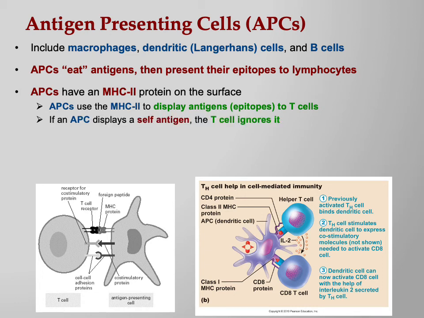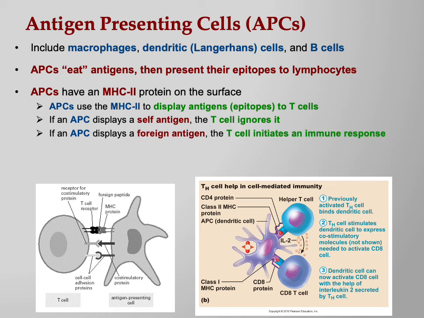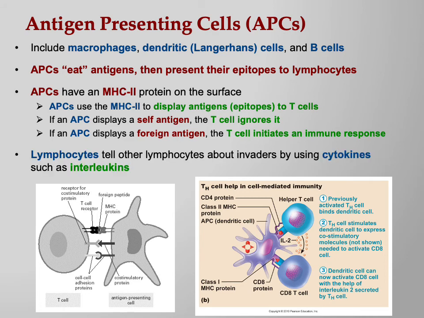If an APC displays a self-antigen, the T cell ignores it. Again, if it's a normal molecule the cells of your body should be making, the helper T cell doesn't care. But if it's a foreign antigen, meaning we've been invaded, then the helper T cell alerts a cytotoxic T cell and says, get to work, bad guys are here, load your weapon, get out there, get them. And lymphocytes tell other lymphocytes about invaders using cytokines such as interleukins.